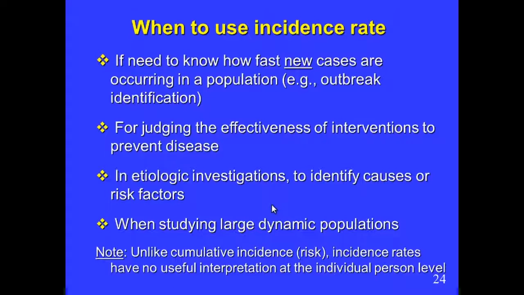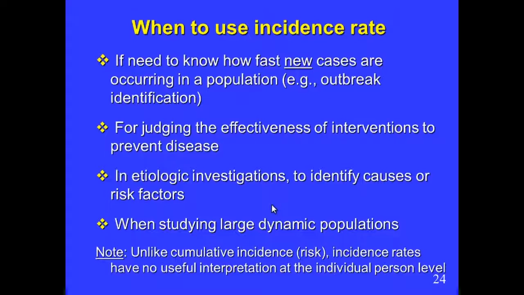Incidence rate is particularly useful for people who are looking to see the changes in the occurrence of disease in a population, particularly how fast new cases are occurring, and whether or not there's an upward trend or a downward trend. And this can be very useful for identifying disease outbreaks. Surveillance systems are constantly looking at changes in disease incidence, and they may pick up a sudden outbreak. Incidence rate is useful for judging the effectiveness of interventions, because you really want to know whether the rates are decreasing or not in response to the intervention, and incidence rate is ideal in that situation.